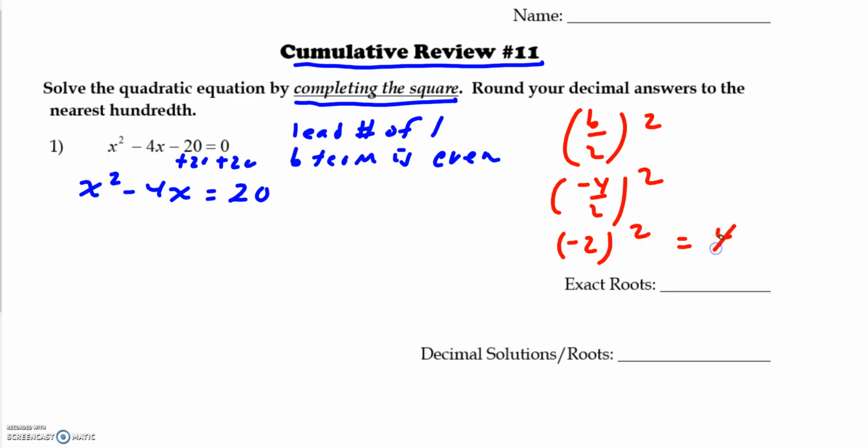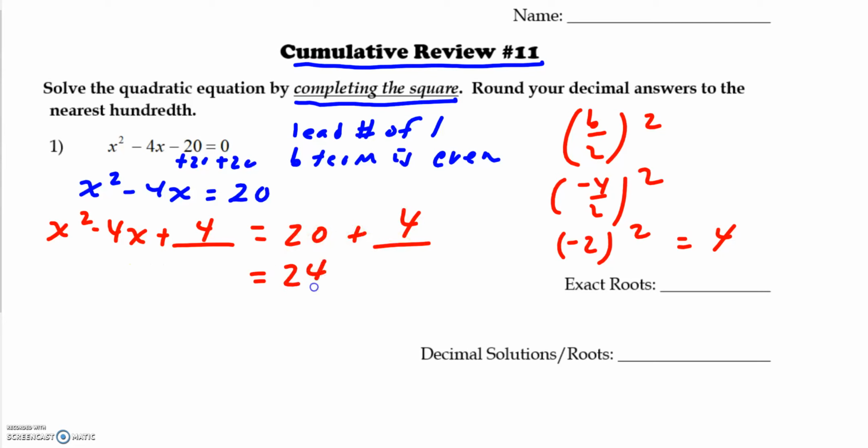-2 squared is +4. Which means over here, I would now have x squared minus 4x plus the special number of 4 equals 20 plus the special number of 4 again. So what we want to do is now simplify on both sides. On this side, we just want to add 20 and 4 to get 24. On this side, we want parentheses so that we can eventually take the square root.